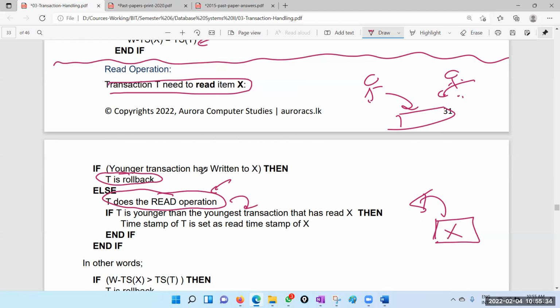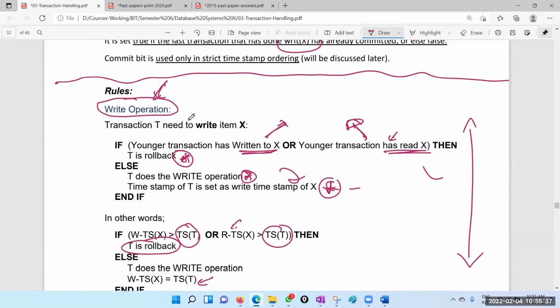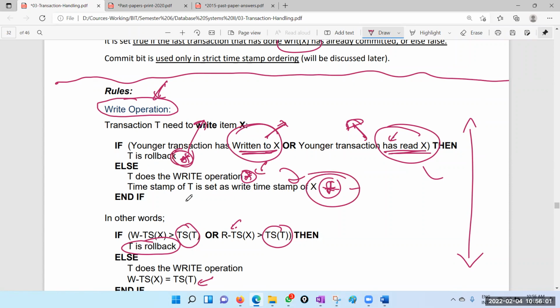But the write operation is more critical. So you check whether a younger transaction has read or written. You check both now, because you come to write. If a younger person has asked or done something to this girl, you roll back. Otherwise, you do that operation and you update the timestamp, as I am the youngest person that has done something to this. So it is something like that, right?